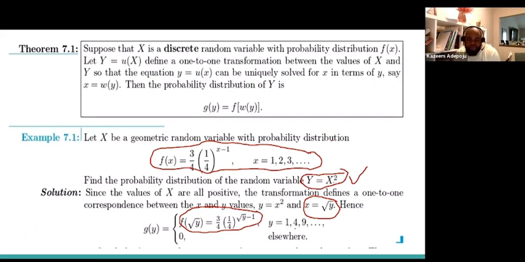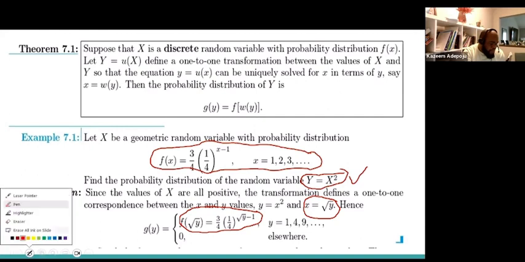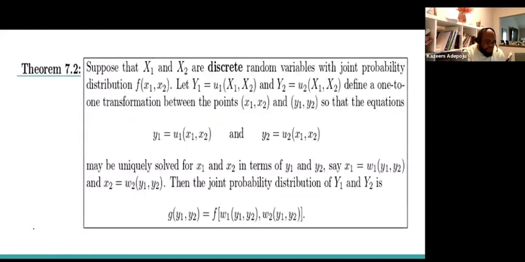Okay, I always say one person, but if you don't really understand, please let me know. So doing one-to-one method of transformation for discrete is very, very easy. That's what I have. I'm going to go to the next example.